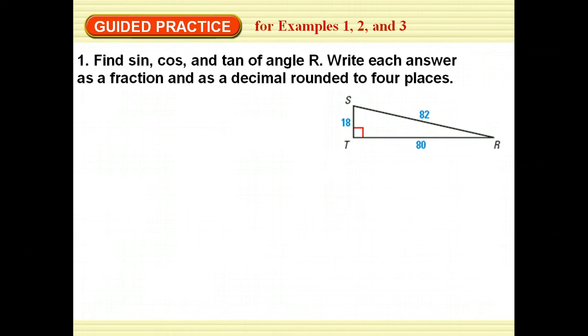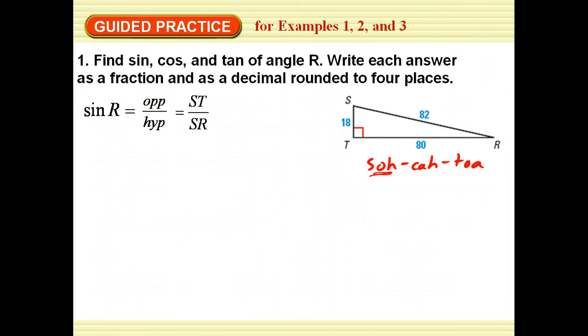Let's look at these. Remember, I'm going to use my old Indian chief, Soh-Cah-Toa, to help me remember. I want to find the sine, cosine, and tangent of angle R. So I'm looking in relation to angle R. For sine, I know I need opposite over hypotenuse, the Soh part. The opposite is ST, and the hypotenuse is SR, and so I plug in those values, 18 over 82, and I can then punch it into the calculator and round.